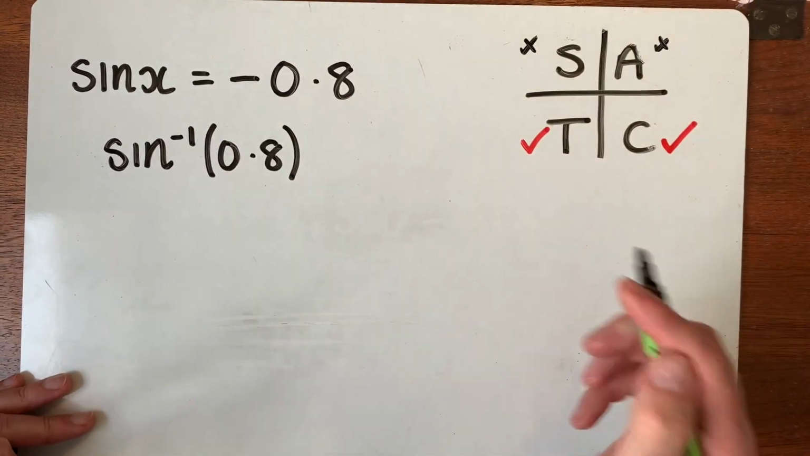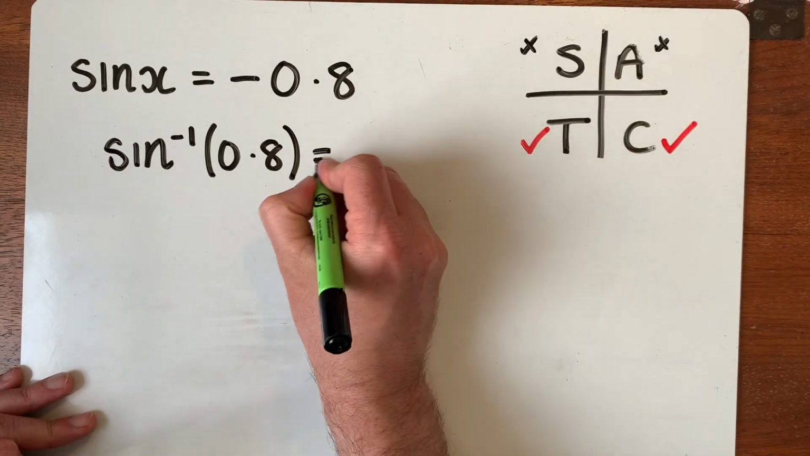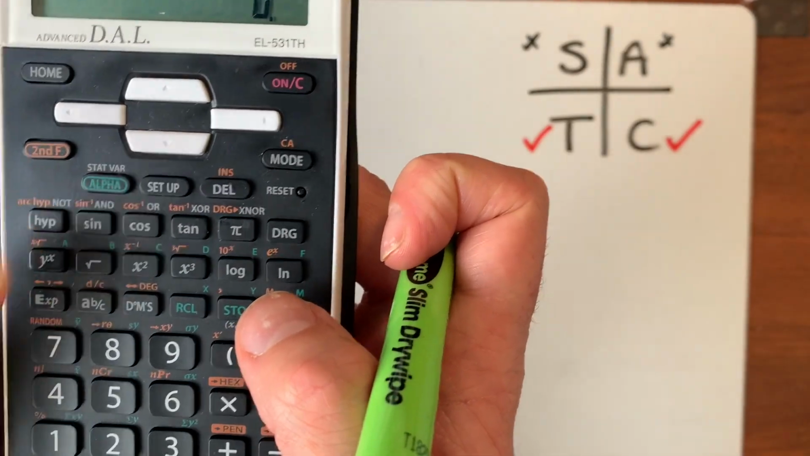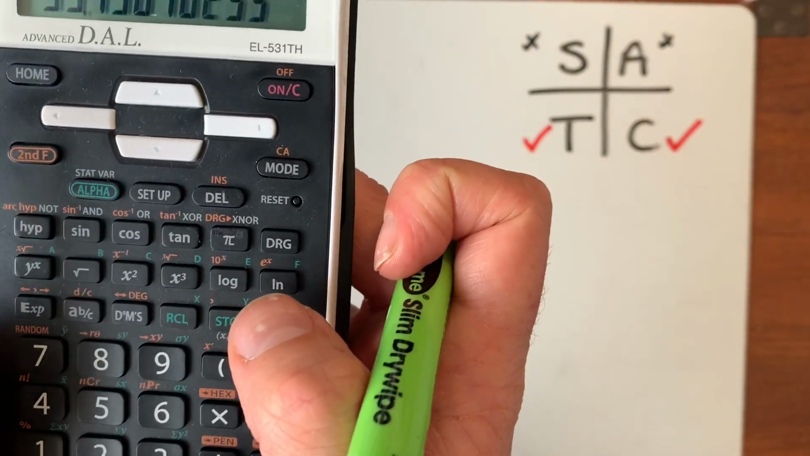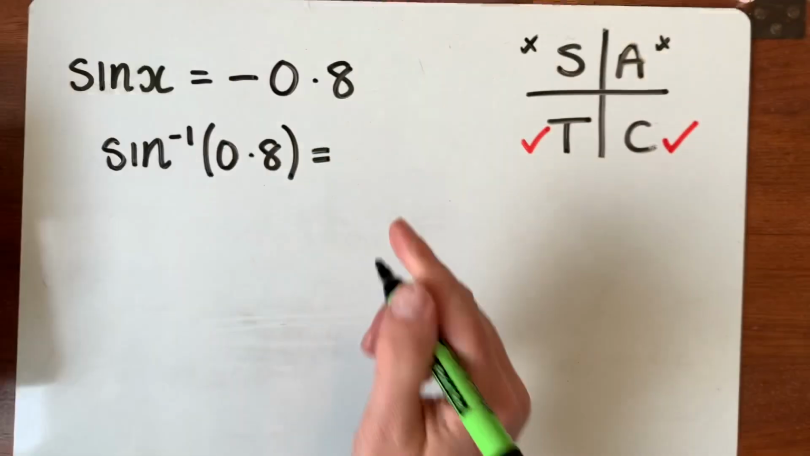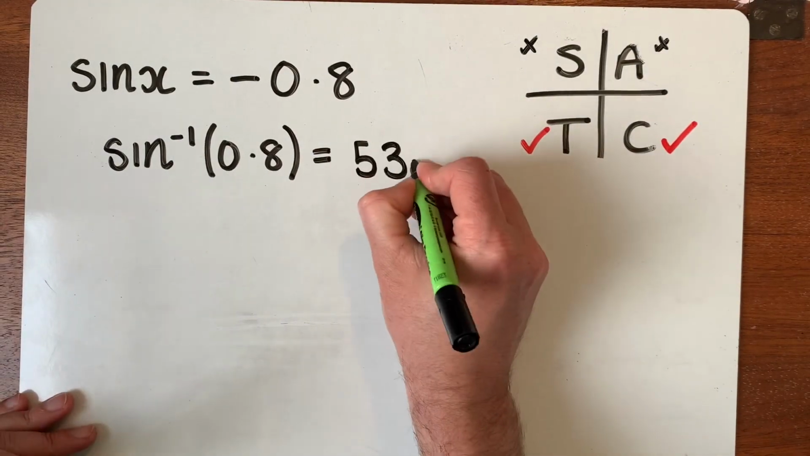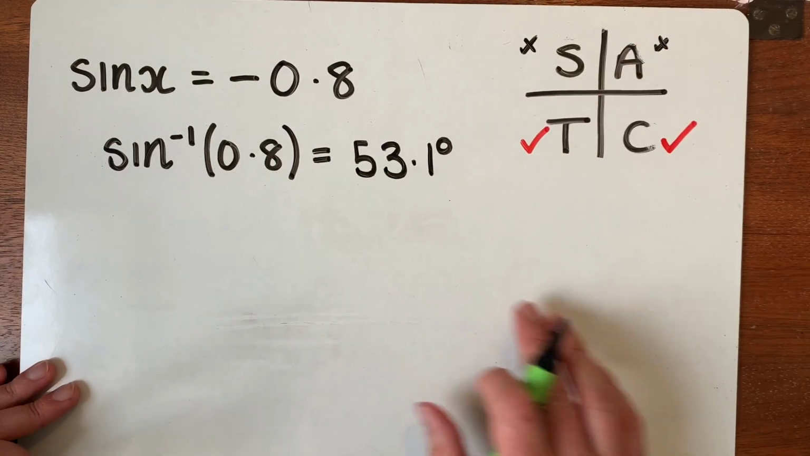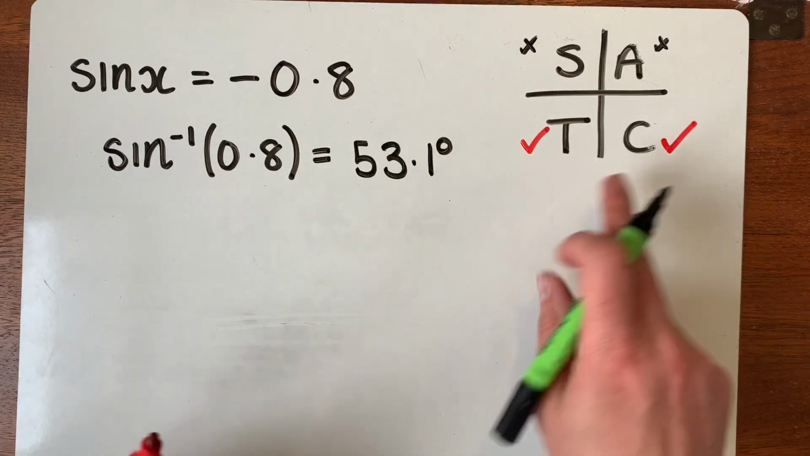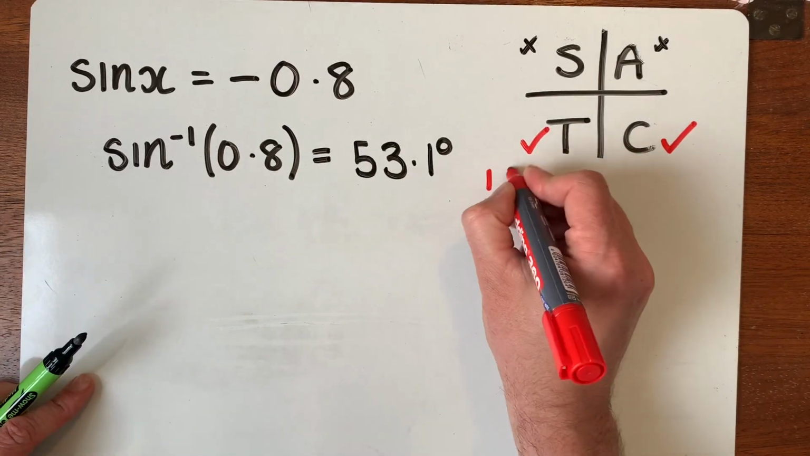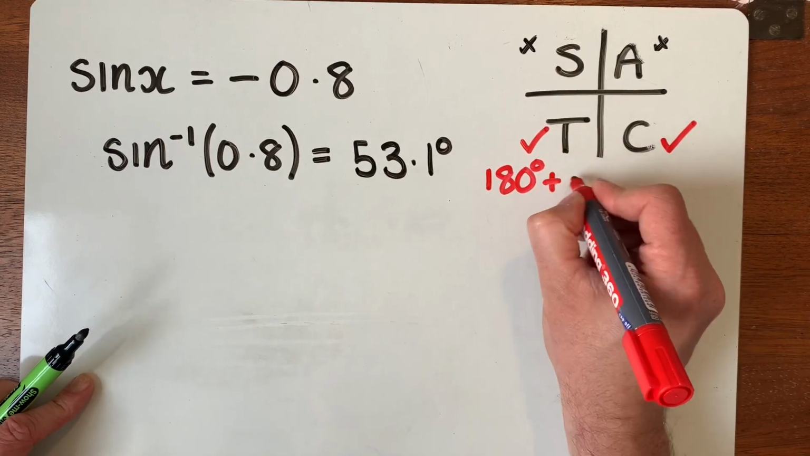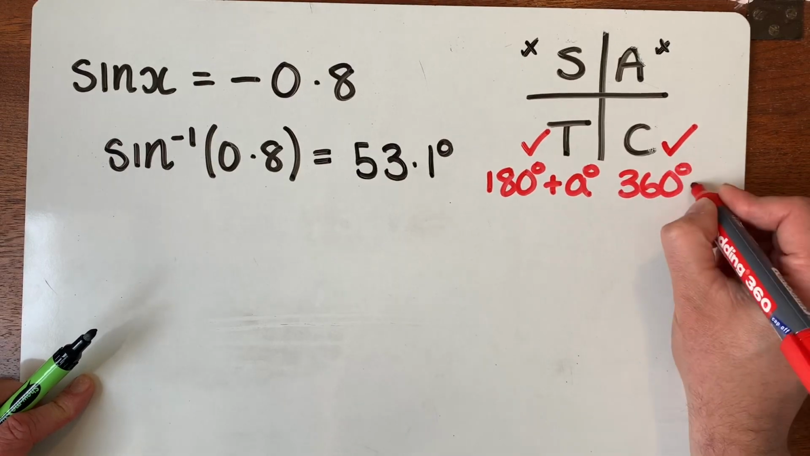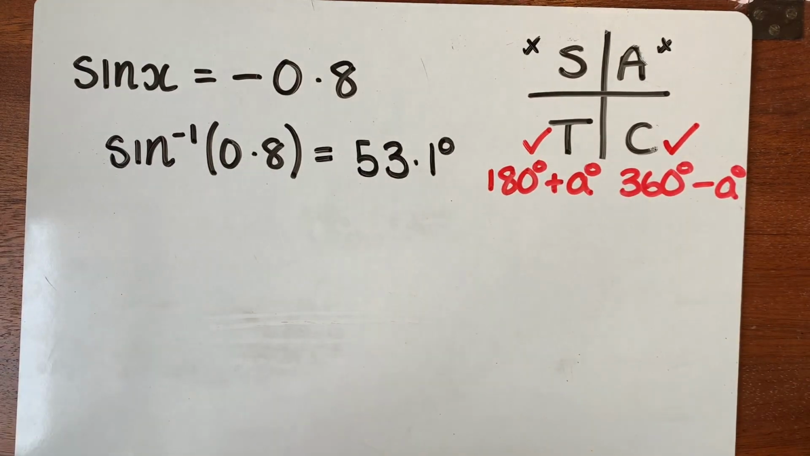The negative, we're done with it. It helped us pick the quadrants, nothing else. In our calculators, we are going to do our second function, sine of 0.8 positive, and we get an answer of 53.1 degrees. This isn't one of our answers. We don't have that first quadrant ticked, but it helps us get our answers. I'm just going to write down the rules for these two quadrants this time. In this one, we take 180 degrees and we add this answer that we got off our calculator, and in the last quadrant, 360, and subtract that answer from our calculator.